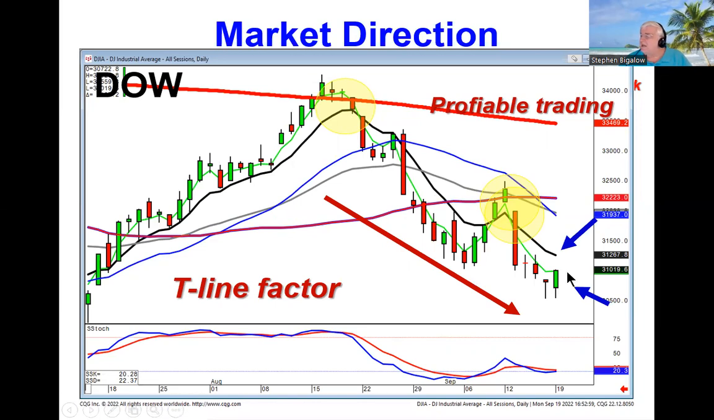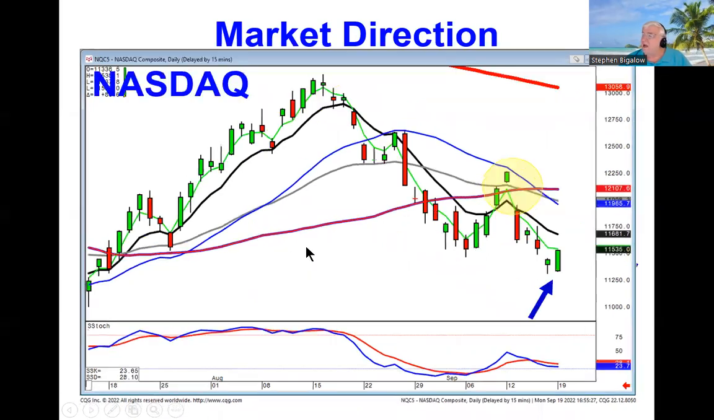As long as you're below the T-line, you have to assume you're still in a downtrend. So you saw that same thing over here on the NASDAQ, also not quite in the oversold area, which still kind of indicates they could bounce it back up to the T-line area. But until they can close it above the T-line, the assumption is that you're in a downtrend.